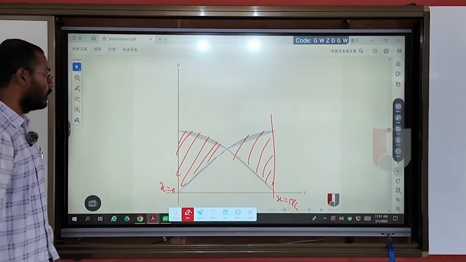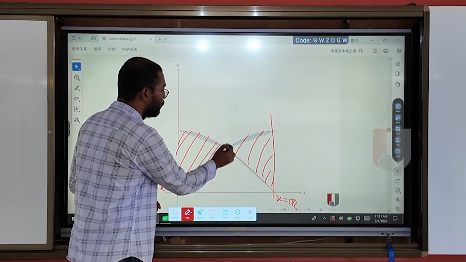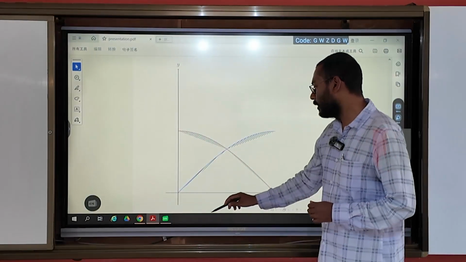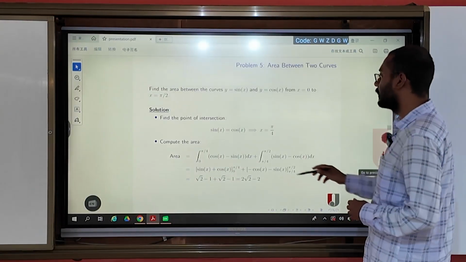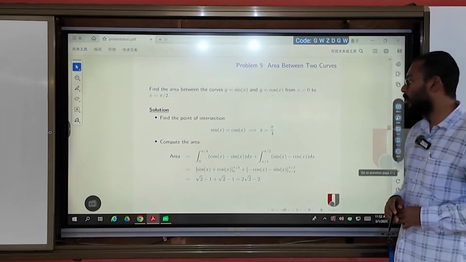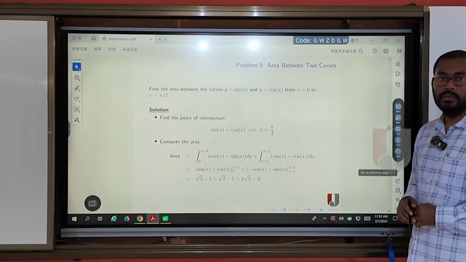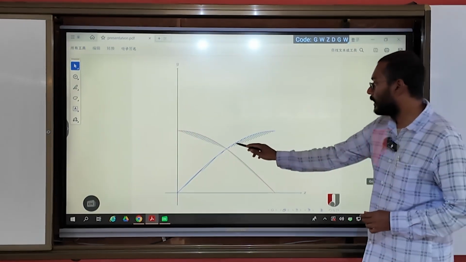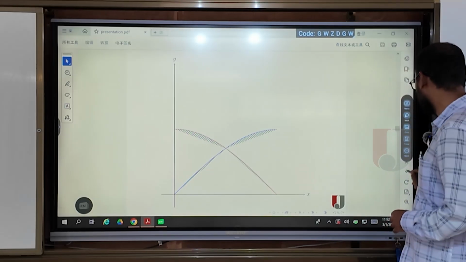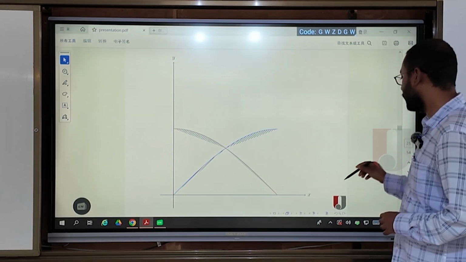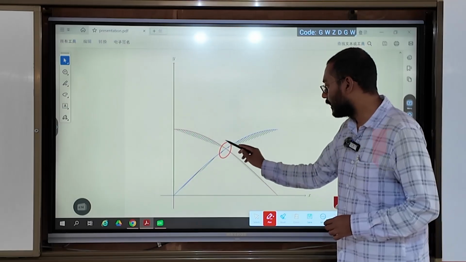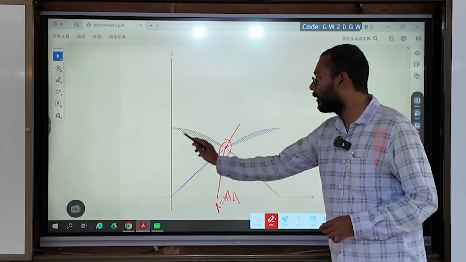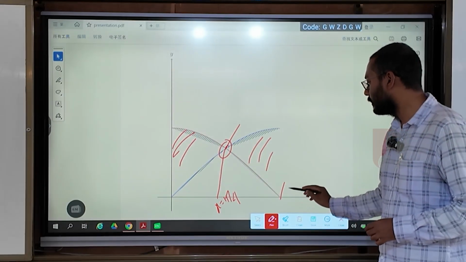We have to compute. See, for this purpose, first we have to find out the intersection point where sin x and cos x meet. Okay. So if we equate them, sin x equal to cos x, it will come x equal to pi by 4. That is, at x equal to pi by 4, both curves have the same value. Here x equal to pi by 4. So we have to find out that zone and that zone, and here it is pi by 2.